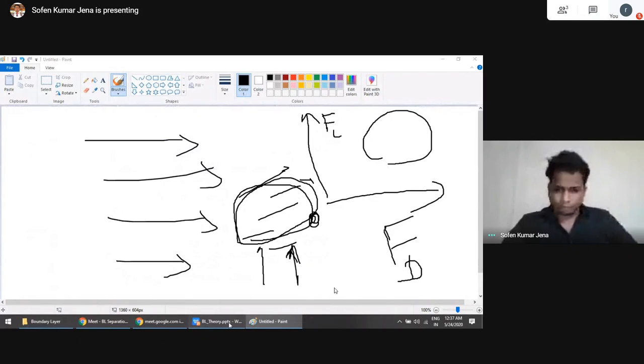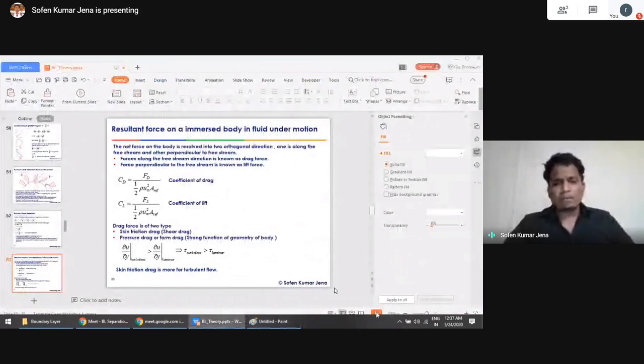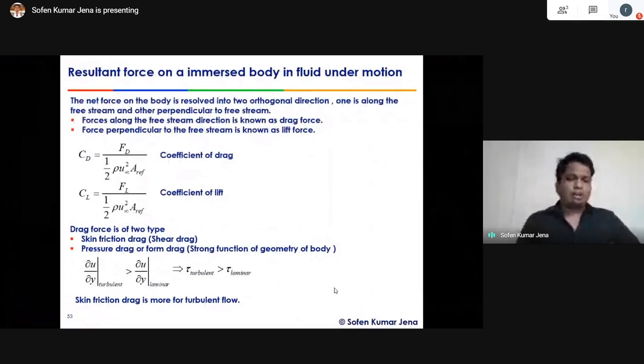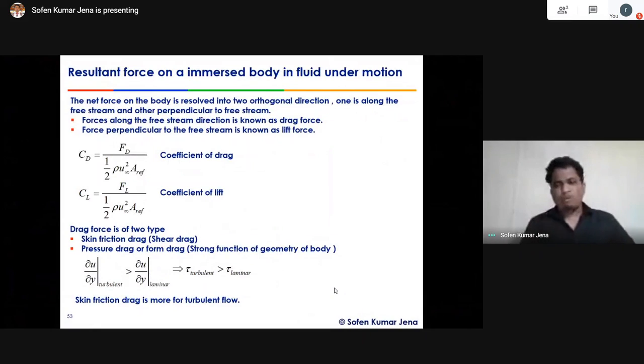Okay, so what is responsible for providing the drag force? As we have already studied, the drag force is provided by two things. First, the shear drag, provided because of the viscosity, because of the skin friction. Second is the pressure drag or form drag. We have already seen that if the pressure is acting in the adverse direction, it makes the flow reverse, right? This is also known as form drag, because this pressure gradient is induced by the form or the shape of the body.